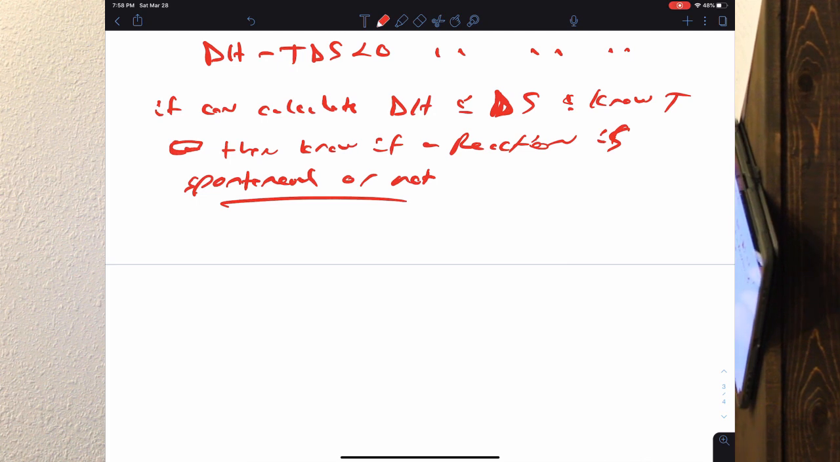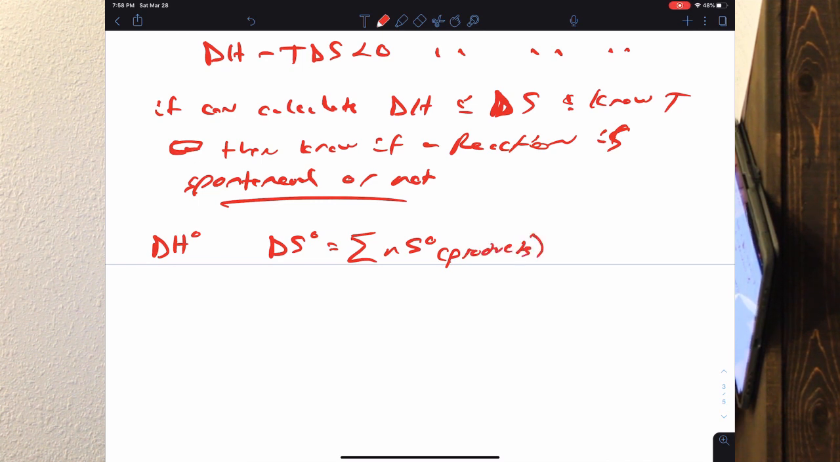Okay, so we looked before at how you can calculate delta H for a reaction. You can do something similar for delta S. Delta S values are known for many compounds and are placed in tables. If you want to calculate the entropy change in a reaction, similar to how you do it for delta H, it's the summation of the entropy of the products minus the summation of the entropy of the reactants.